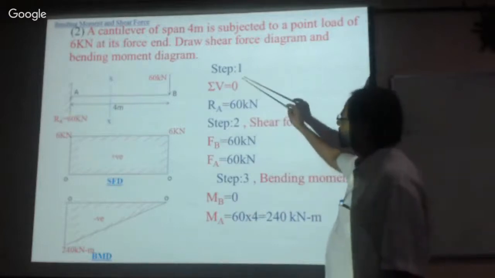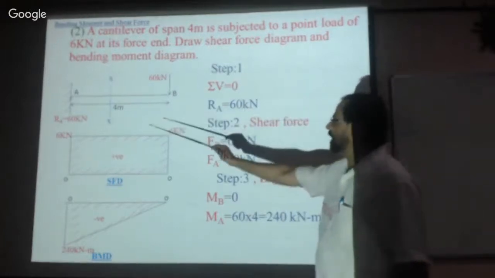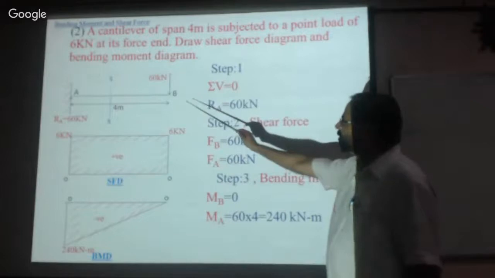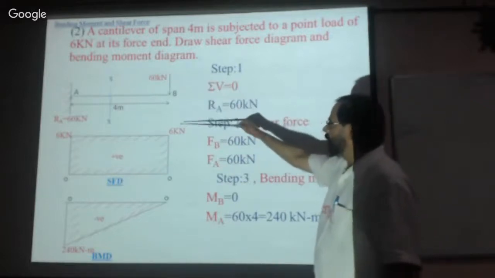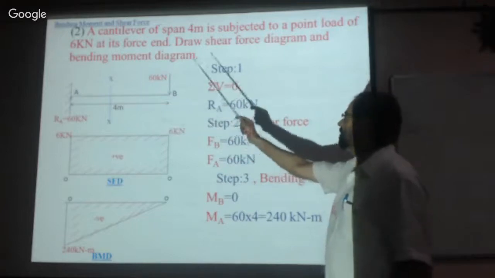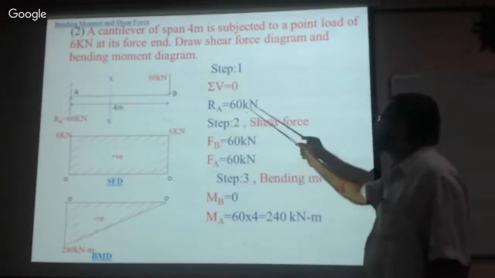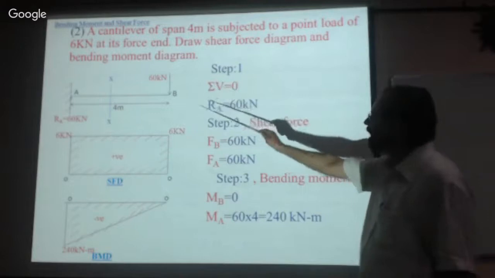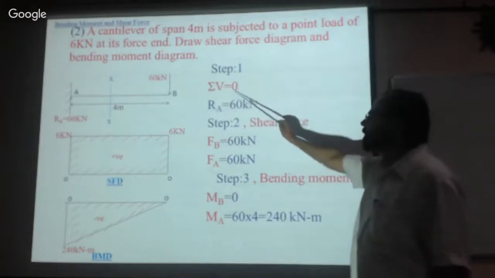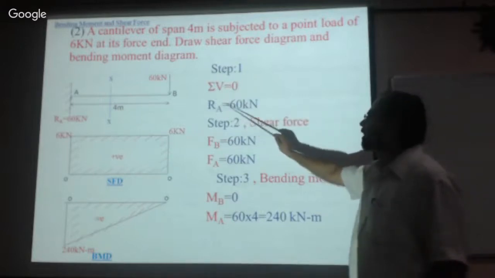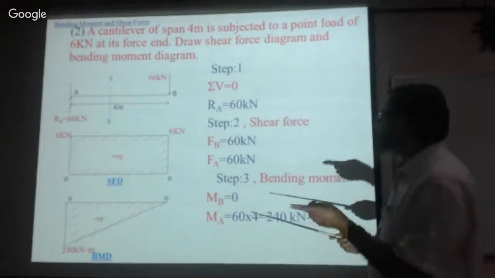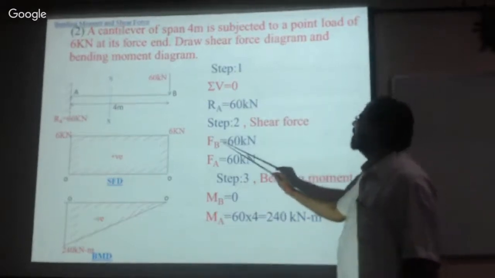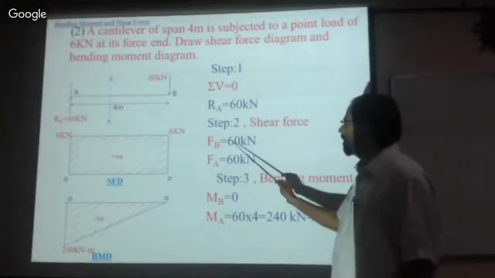Now here, step one, first let us find the reaction. For this cantilever beam, the total load acting downward is equal to the reaction upward. Therefore, straight away we can write sigma V is equal to zero, and RA is equal to 60 kilonewton. Now we go to step two, the shear force. Let us calculate the shear force.